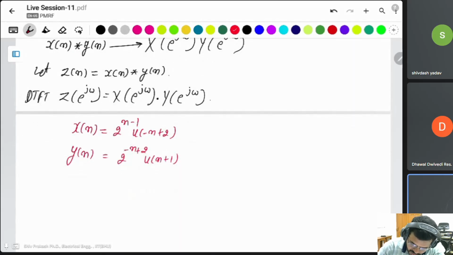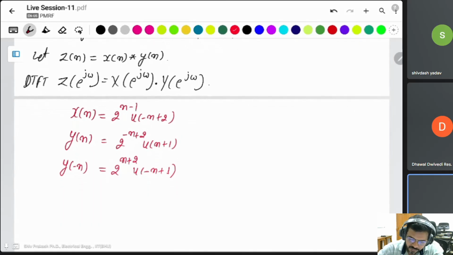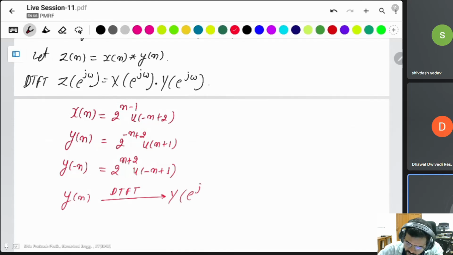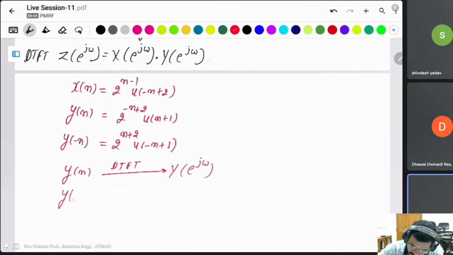But there is a negative argument in the question, so you have to find the inverted signal in the time domain. If you put minus n in place of n, this will be 2 to power of n plus 2, u of minus n plus 1. And you know the inversion property: if yn has discrete time Fourier transform Y(e to power of j omega), then inverting the time gives the Fourier transform with minus in place of omega, that is minus j omega.